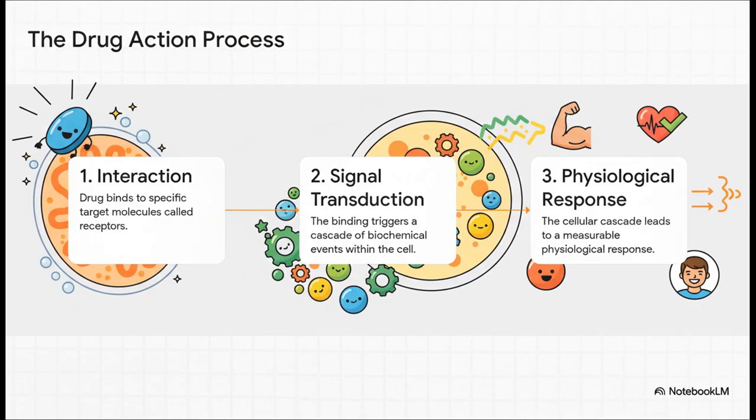Step one is the interaction. The drug finds and binds to its target molecule, which we call a receptor. Step two is signal transduction. That binding event kicks off a chain reaction, a whole cascade of biochemical signals inside the cell. And step three is the physiological response. All those signals lead to a real, measurable outcome, like your blood pressure dropping or a headache going away.